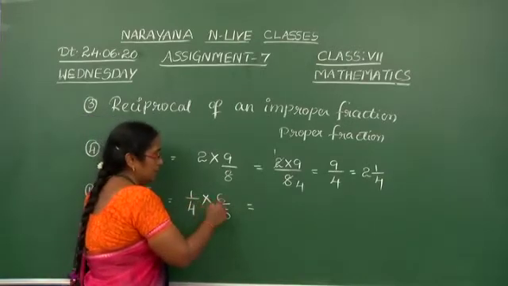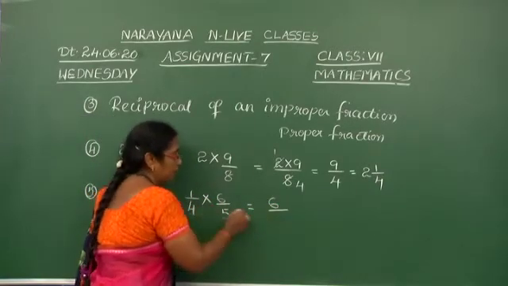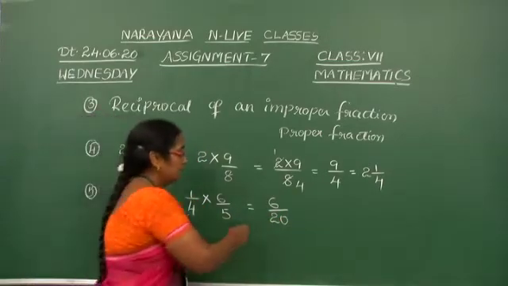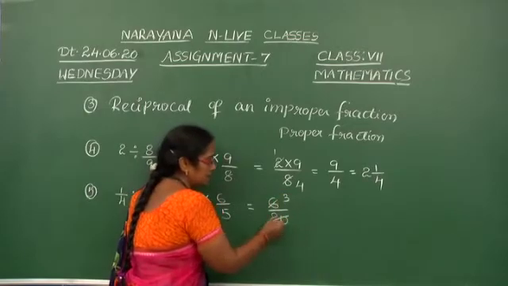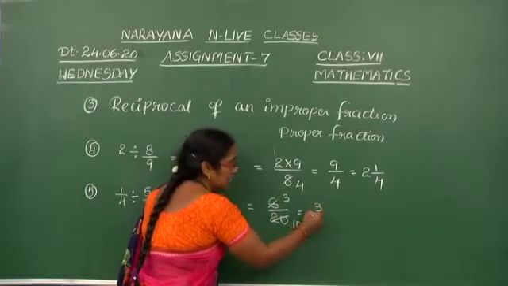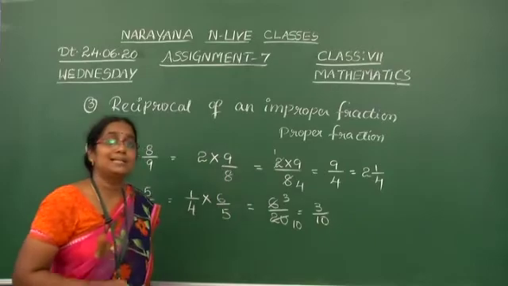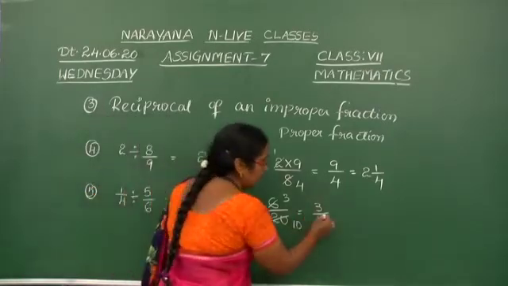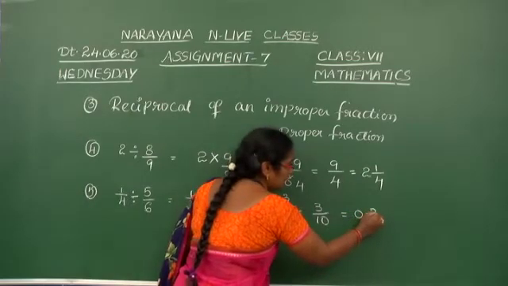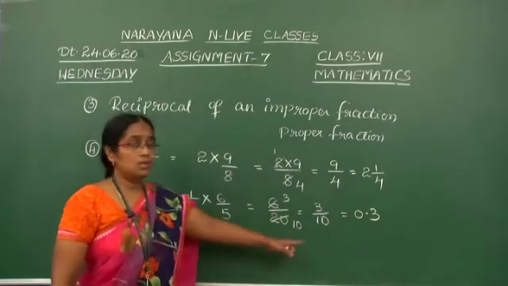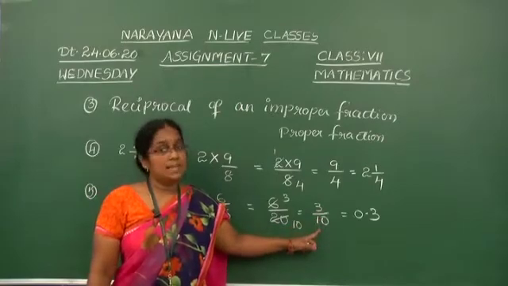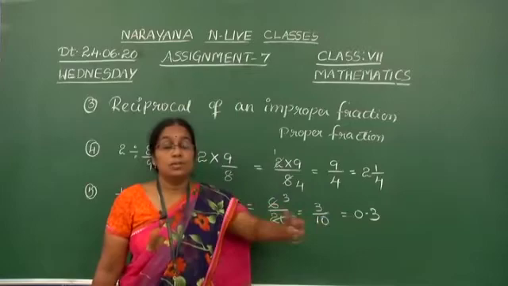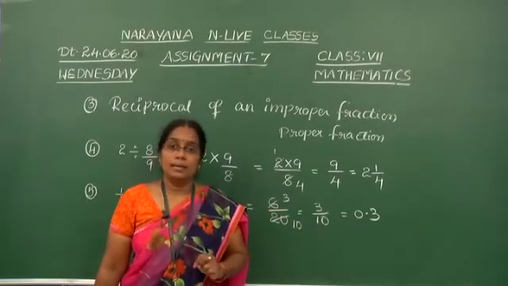Here 1 into 6, 6 by 4 into 5, 20, and 6 by 20 can be simplified with a common factor 2. So 2 3s are 6 and 2 10s are 20. So this is 3 by 10. So 3 by 10 is a proper fraction and can also be expressed in decimal form. 3 by 10 can be written as 0.3. So here the solution is 3 by 10, which is a proper fraction, and 0.3 is a decimal fraction. So both 1 and 2 are correct here. Okay.